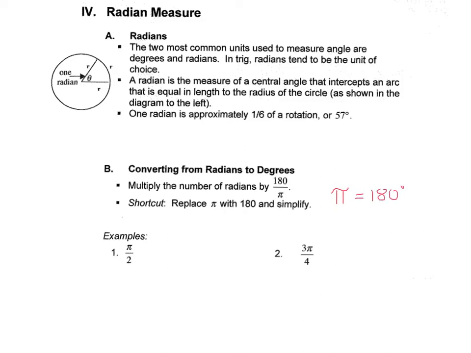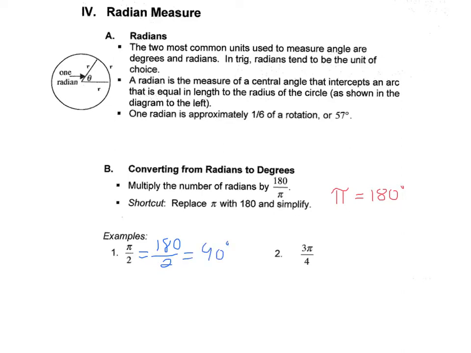So pi means it's in radians, okay? And pi does not mean 3.14 and so on. In trig, it means 180 degrees. So when I see something like example number 1, pi over 2, that's a radian measure because of the pi. If I wanted to convert it to degrees, I can replace the pi with 180 over 2, which means pi over 2 is 90 degrees.